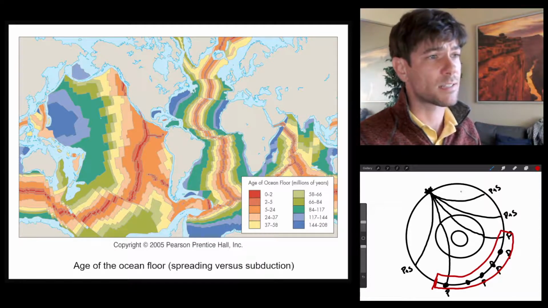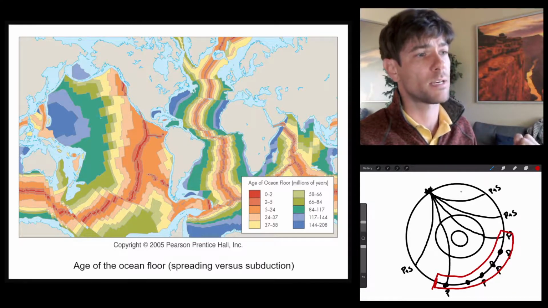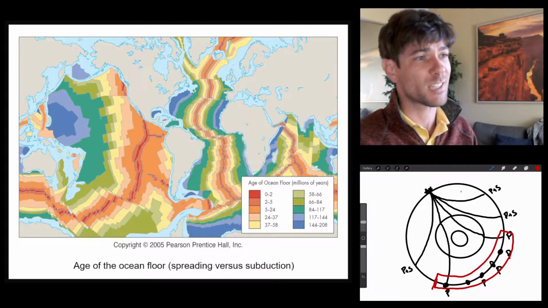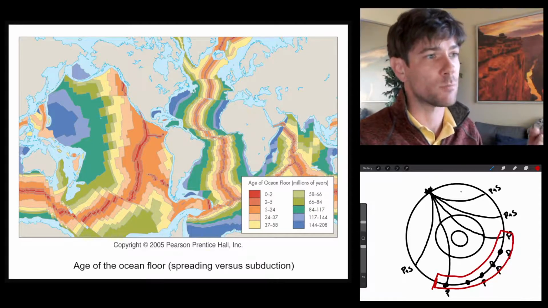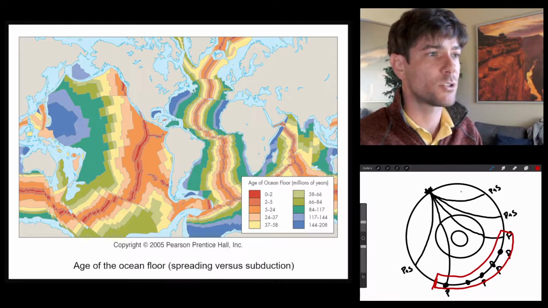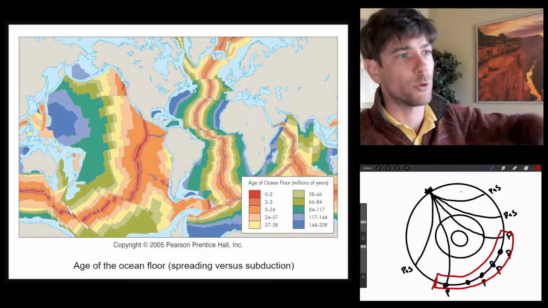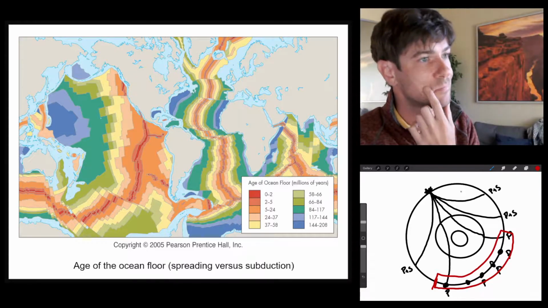And so the processes that consume ocean crust back into the Earth's interior, recycling it, do not operate on the continents. Continental crust cannot be consumed back into the Earth's interior because it's too low density. It's like taking a balloon and trying to put it underwater, right?